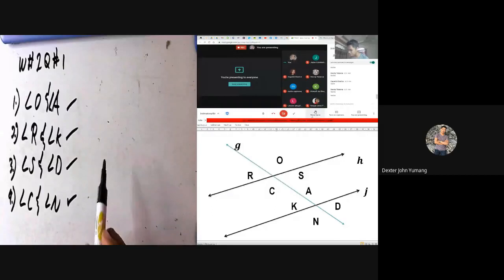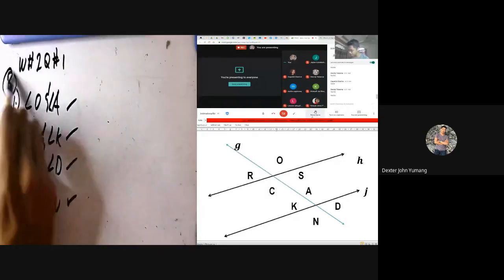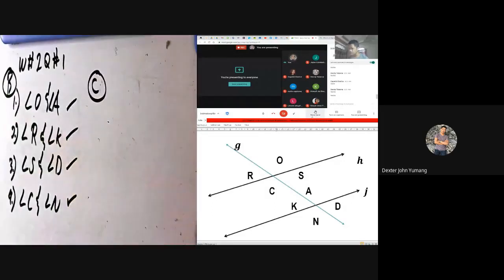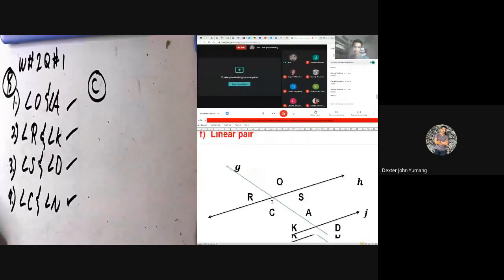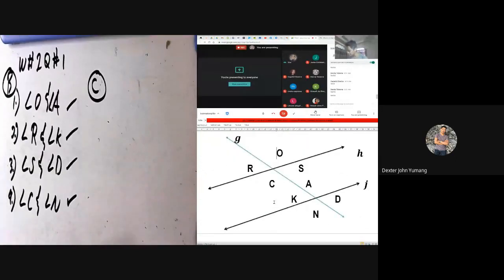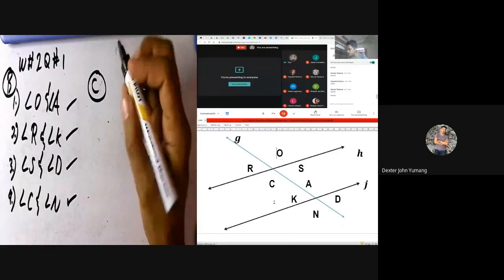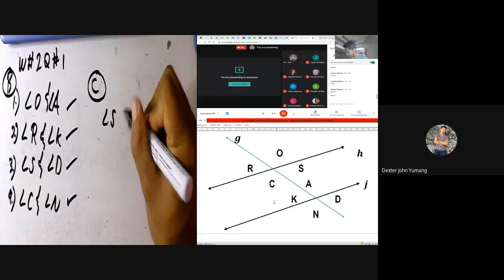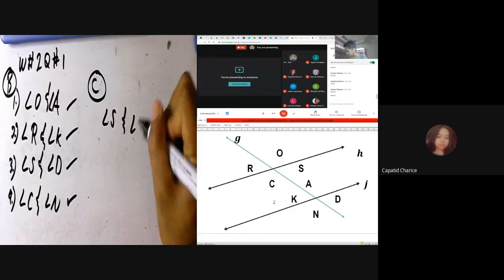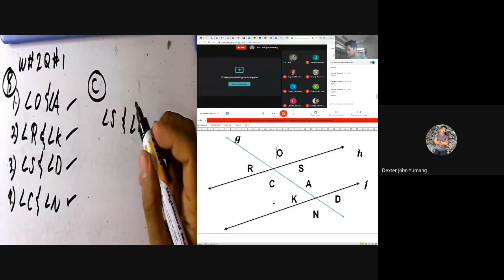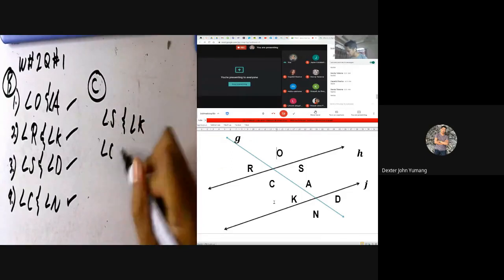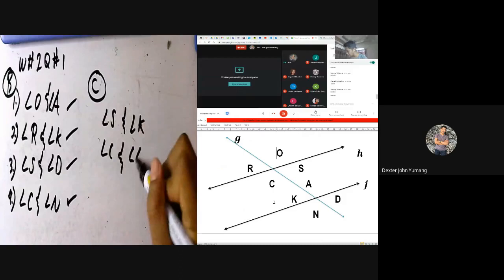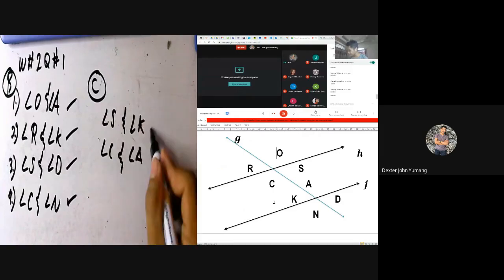So letter B, yan. Next, letter C. Sa letter C naman po, ang hinahanap natin is alternate interior. Based on our figure, alternate interior, angle S and angle K. That's the part, right? We have angle C and angle A for our alternate interior. So we have 2/2 for letter C.